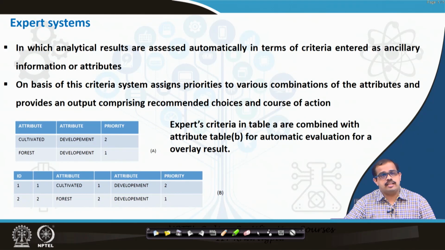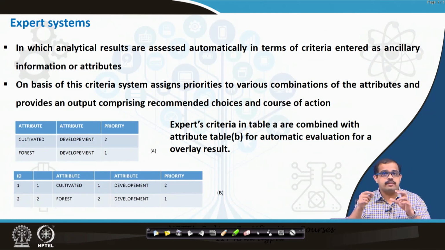These are systems in which the analytical results are assessed automatically in terms of critical criteria entered as ancillary information of attributes. So, you have attributes, you have criteria, and based on that you look at the expert system. And the very good, well-known expert system based on criteria is the analytical hierarchical process. If you look at any of the GIS papers, you can find that AHP is a well-known way of looking at how an expert system can be used as an expert.